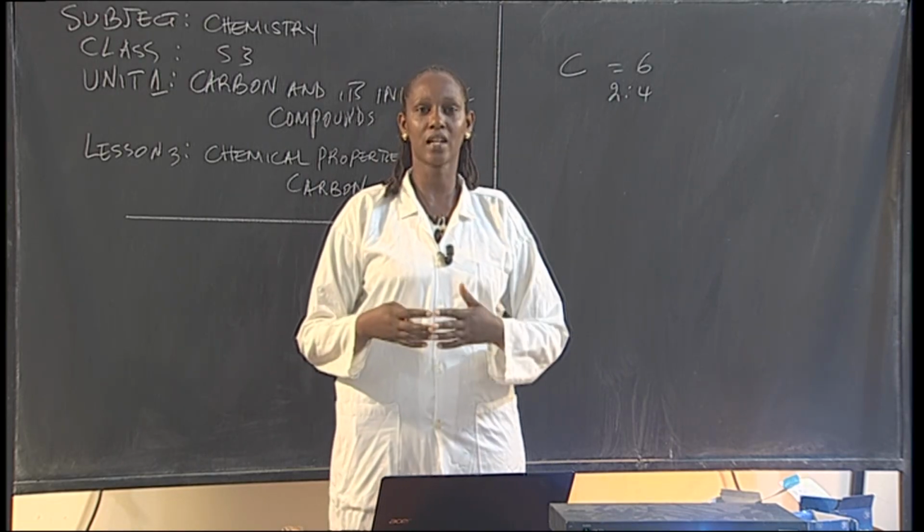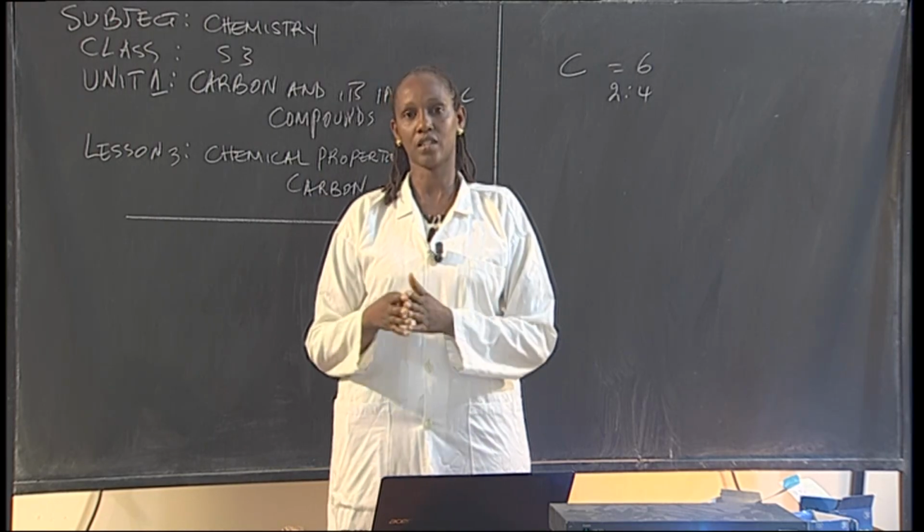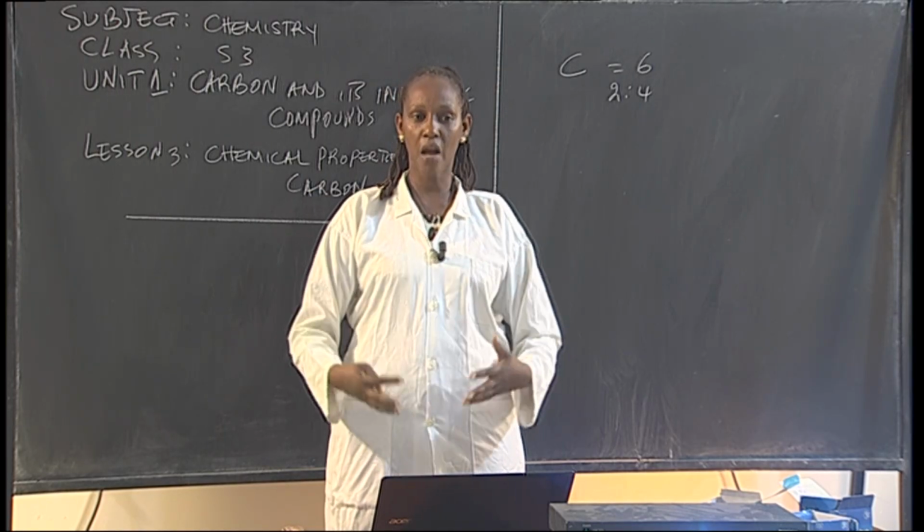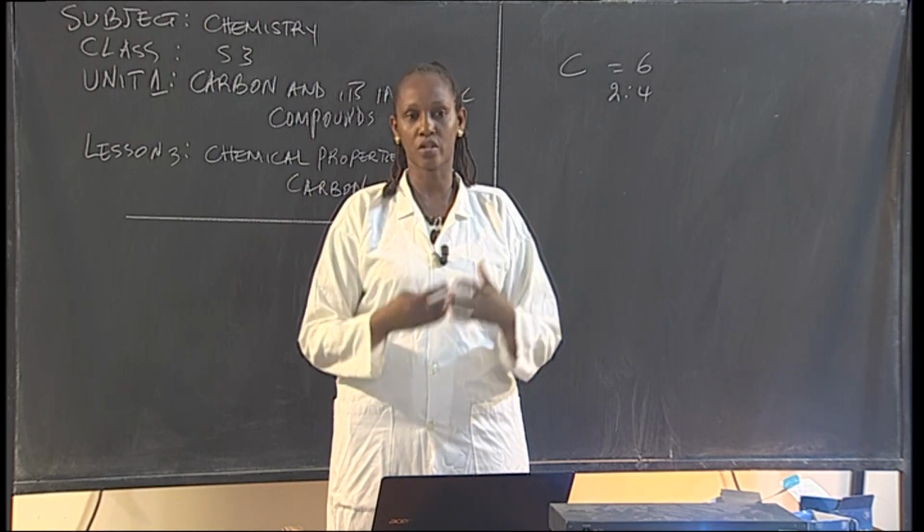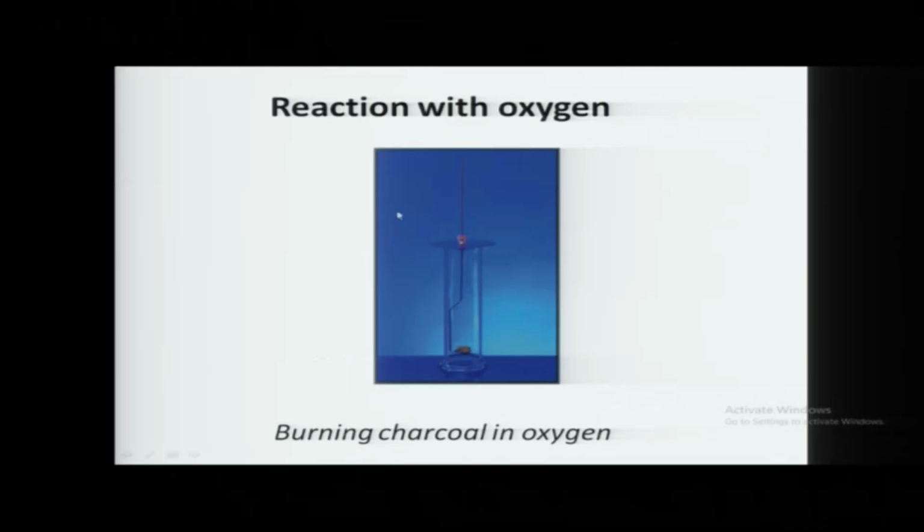We start by looking at the reaction of carbon with oxygen. How does carbon react with oxygen? This is burning charcoal in oxygen. Charcoal was put in a gas jar that contains oxygen, and it continued to burn. When I talk of charcoal, that is carbon. You remember among the allotropes of carbon, charcoal is included, the amorphous carbon, all right?